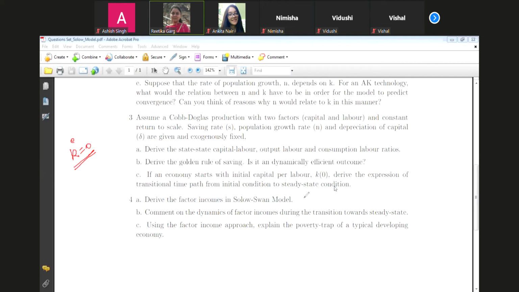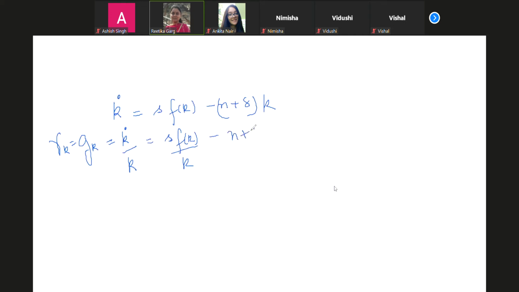What we have to do is, we don't have to set K dot equal to 0. We get a state transition equation, which is S F(K) minus (n plus delta) K. This is what we have, right? So now you just have to make a few mathematical manipulations. Note that you can define the growth rate of capital stock, sometimes denoted by gamma K or G K, whichever. This is basically the growth rate of capital stock, defined as K dot by K. Basically, this is telling you how capital will grow over time. So you can write this as S F(K) by K minus (n plus delta). So this is how you can write it, right?